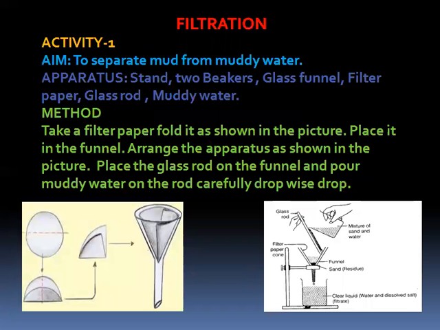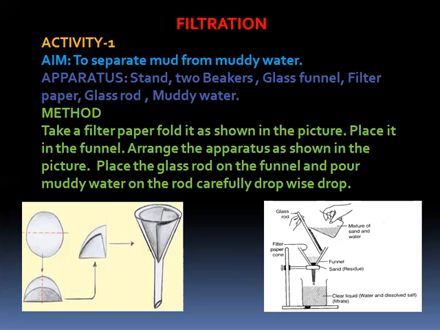First, let us start activity 1, filtration. For this, the aim is what we are going to do: to separate mud from muddy water. Apparatus are nothing but what is required for this laboratory experiment: stand, 2 beakers, glass funnel, filter paper, glass rod, muddy water. These are required for us to do this experiment. Now the method or procedure.